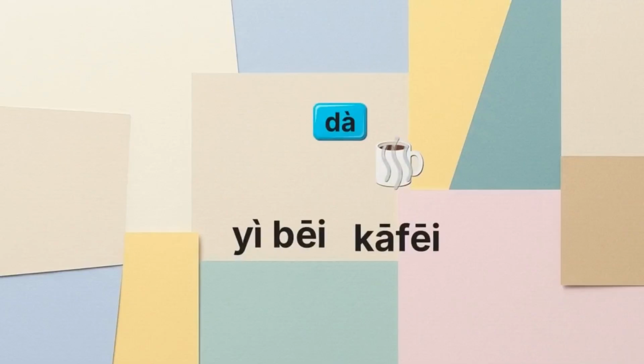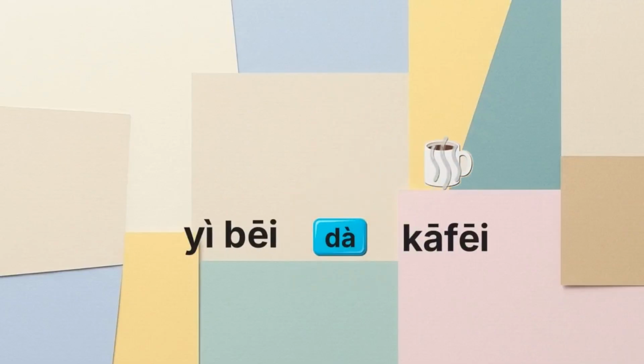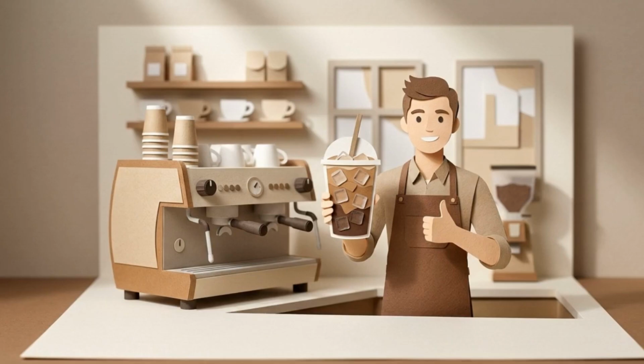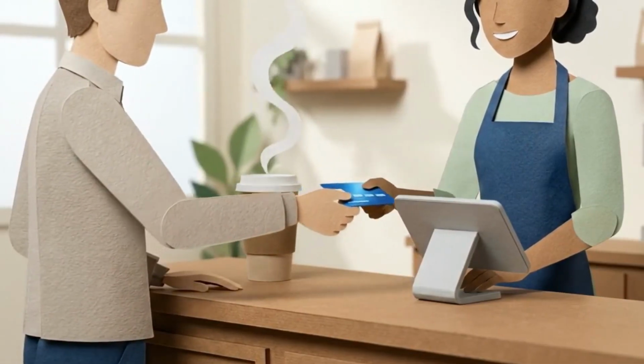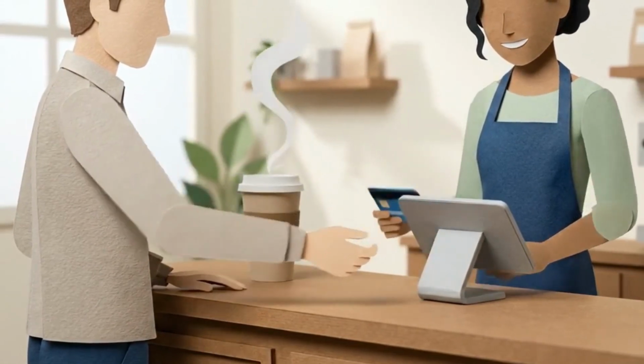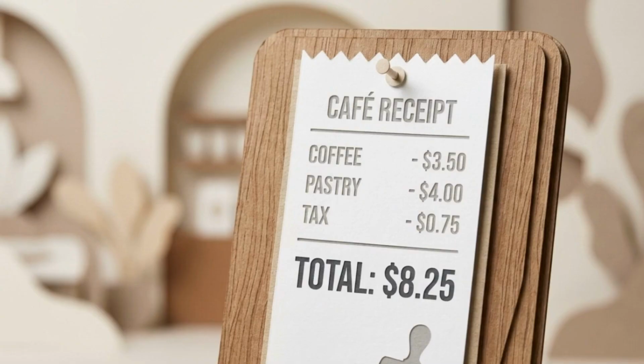Inserting a size modifier right before the name of the drink helps you communicate clearly, ensuring the barista knows exactly what to prepare for you. There is one final step to any cafe visit before you can take your drink to a table. You need to handle the payment. This is the question you'll use.